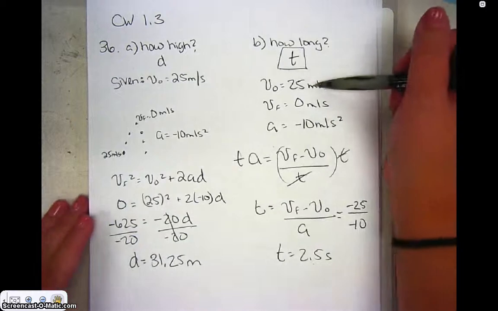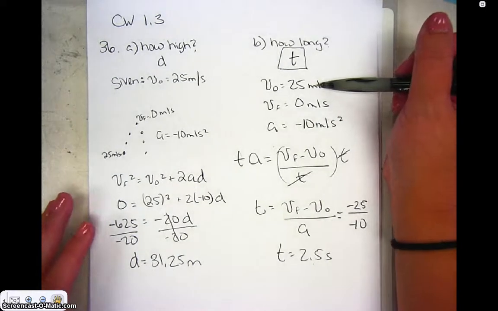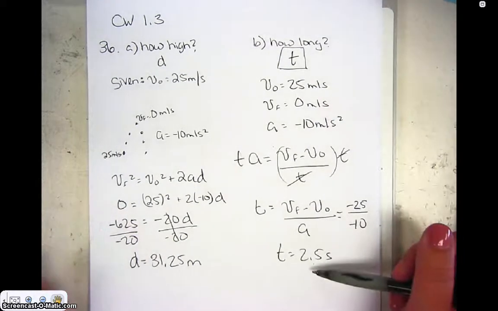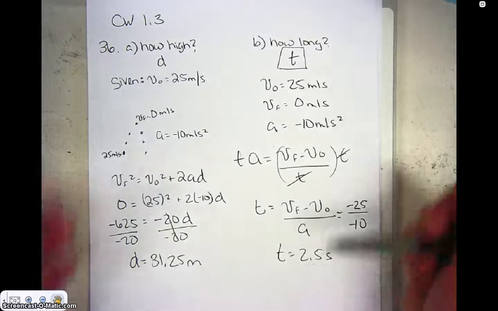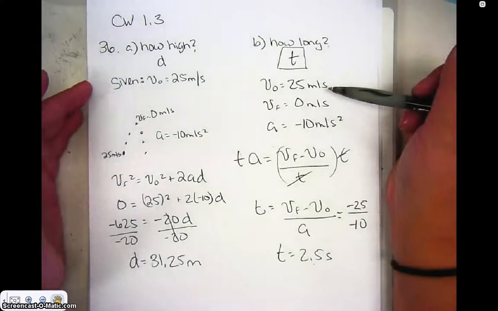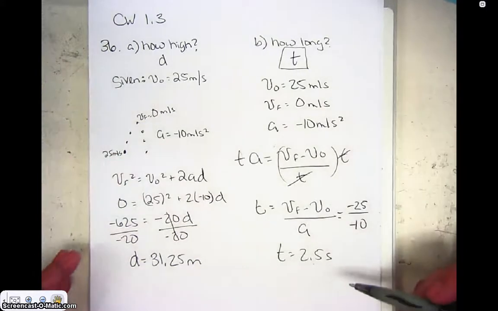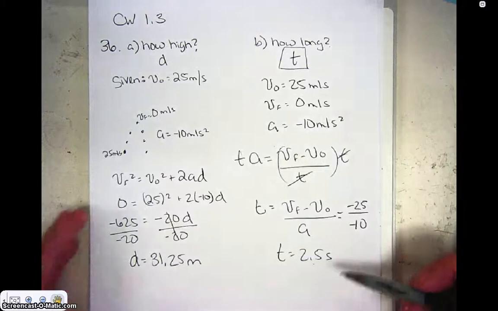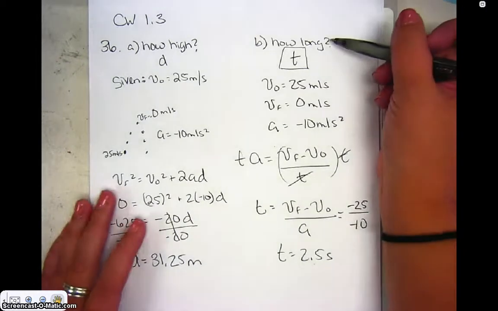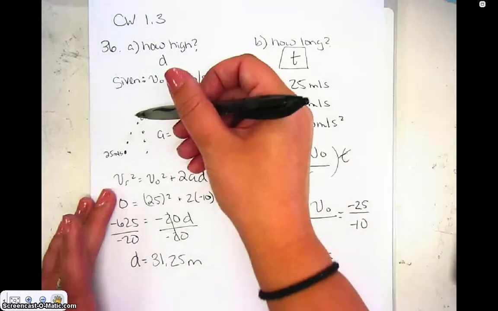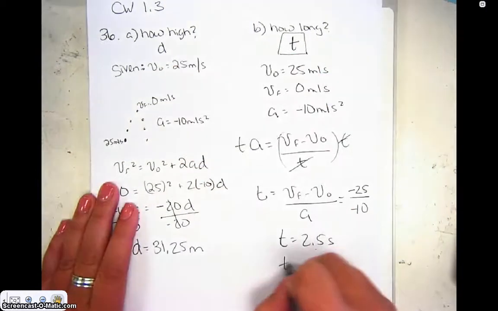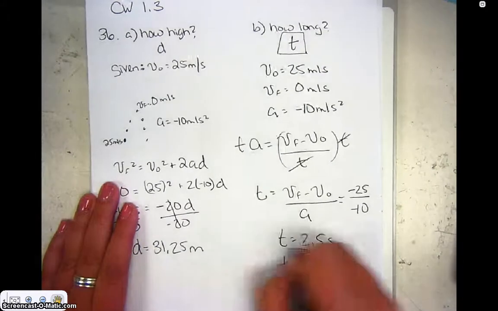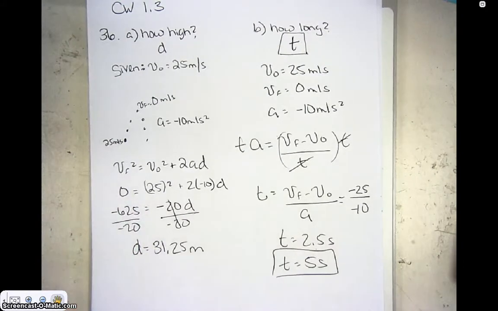I throw something up in the air at 25 meters per second, it takes 2.5 seconds to get up to the top. If I throw something up in the air at 60 meters per second, it takes 6 seconds to get up to the top. Now the question asks the total time, so 2.5 seconds up, 2.5 seconds down, T equals 5 seconds. So keep that in mind because that is a really quick way to answer this question once we recognize that.